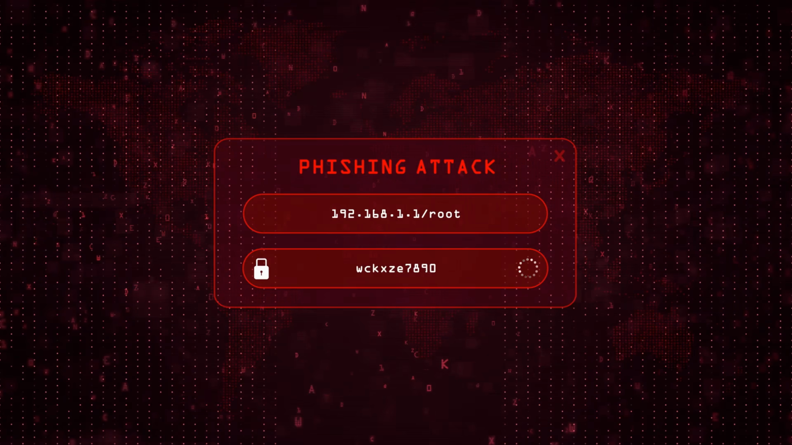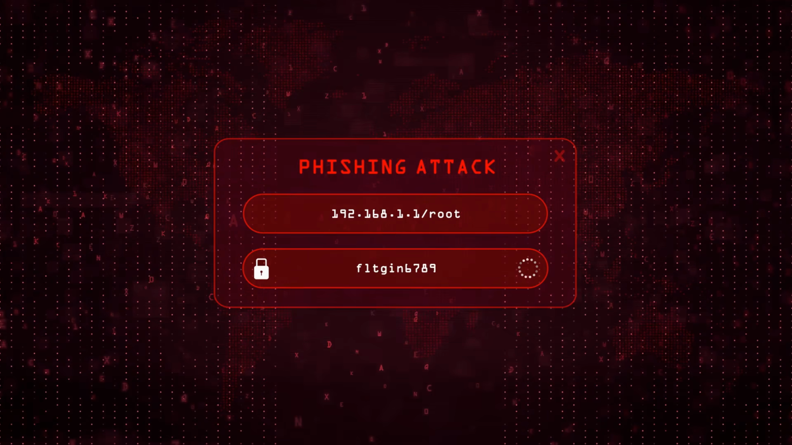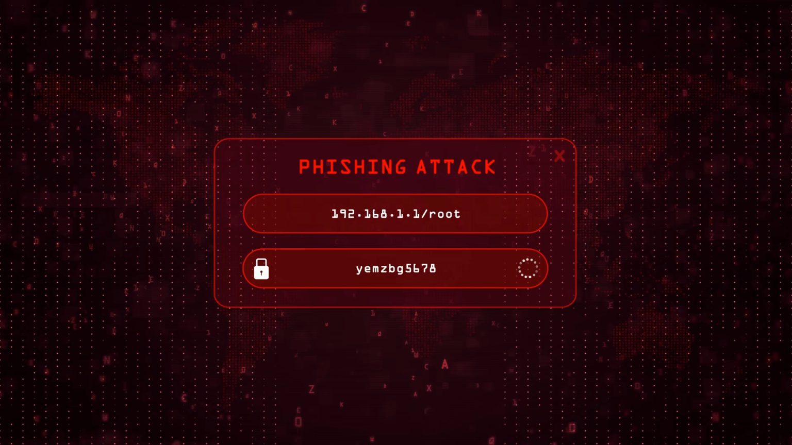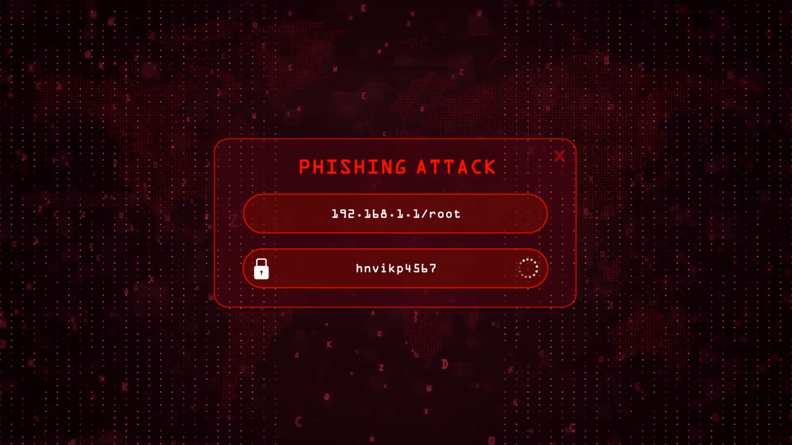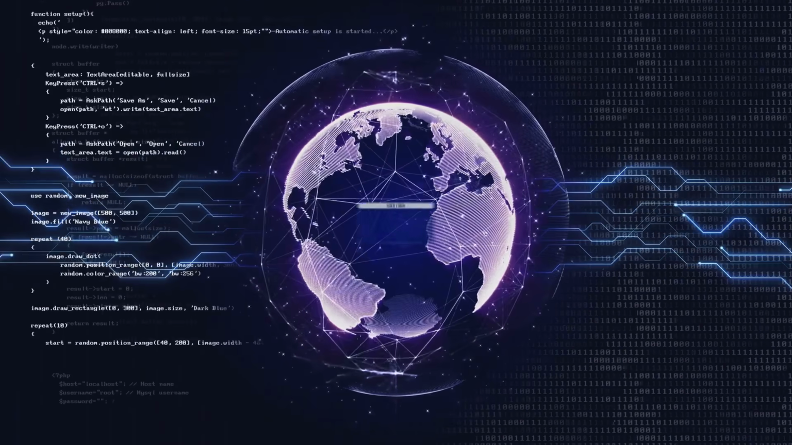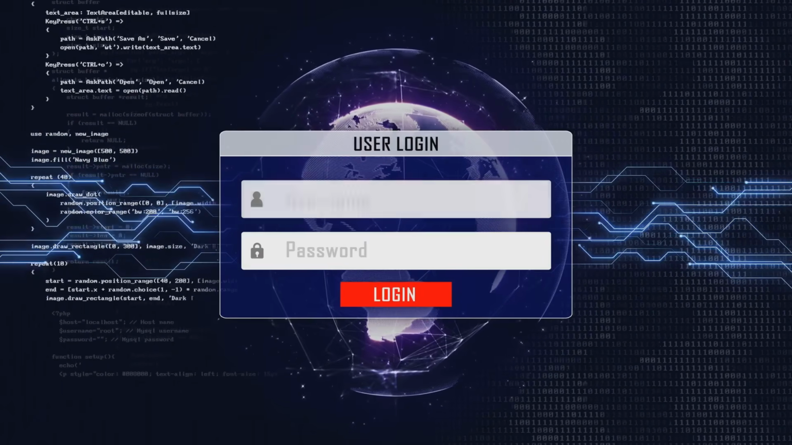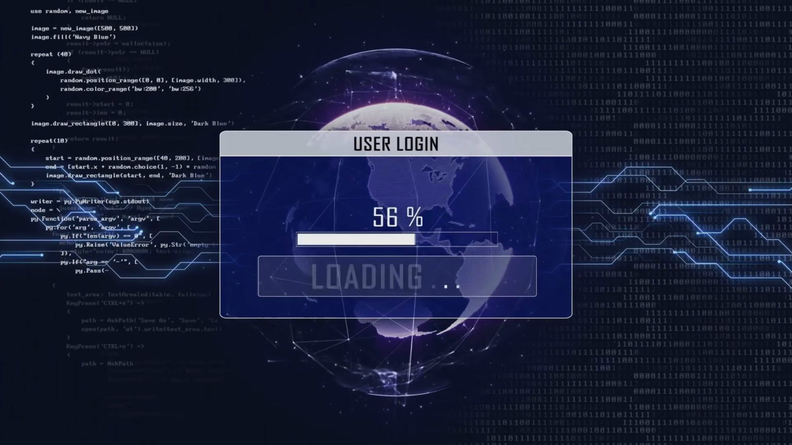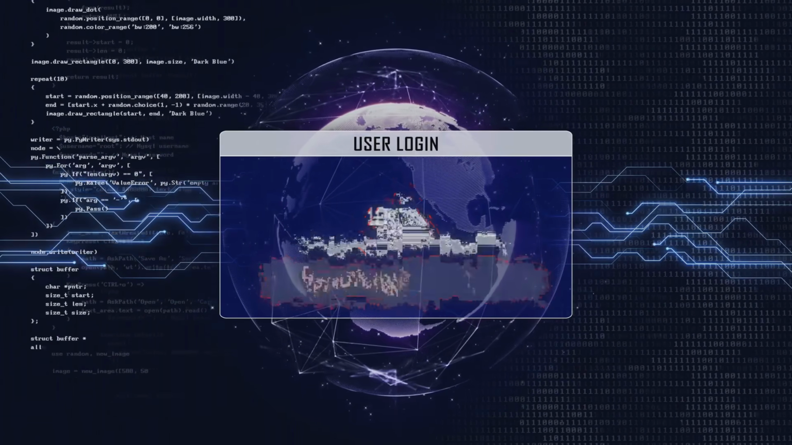Social engineering is the psychological manipulation of people into performing actions or divulging confidential information. Techniques include pretexting, baiting, and tailgating. Attackers often exploit human emotions such as fear, curiosity, and trust to deceive their victims. Social engineering can be highly effective because it targets the weakest link in the security chain, human behavior.